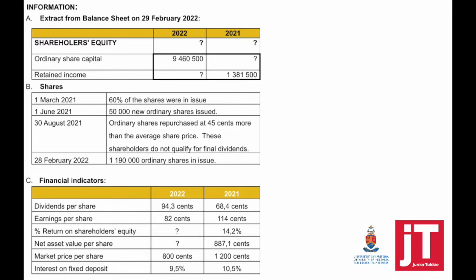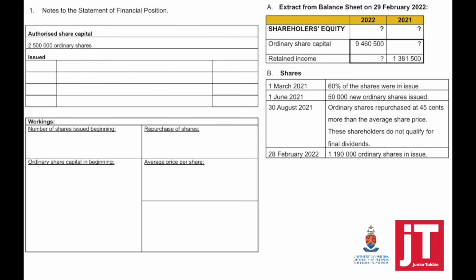Information B, they provided you the information with regards to shares, and C, financial indicators. In question 1, we need to complete the ordinary share capital note and the retained income. In this activity, we're going to look at how we use financial indicators to find missing figures. So where do I start?